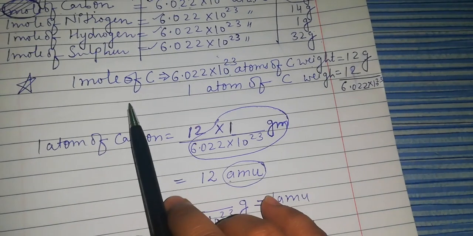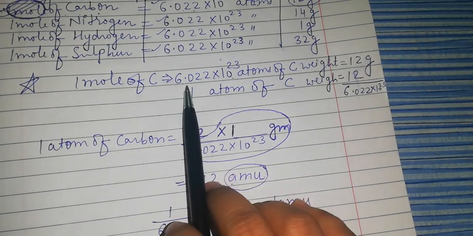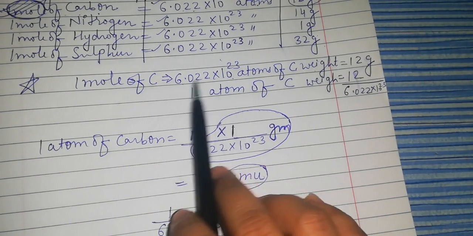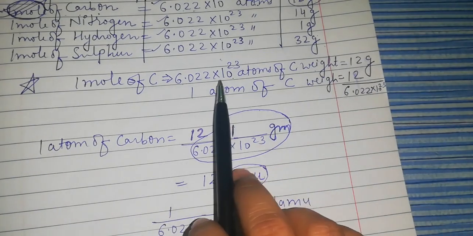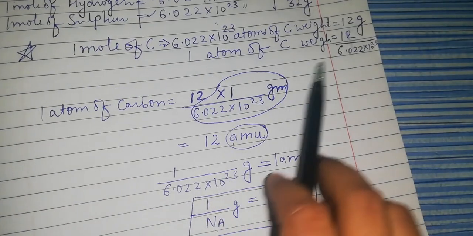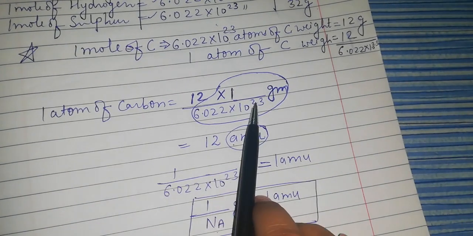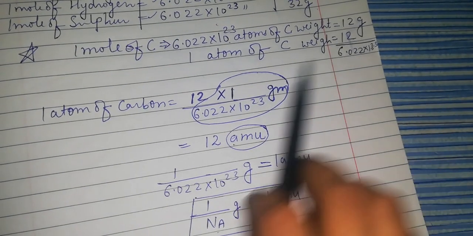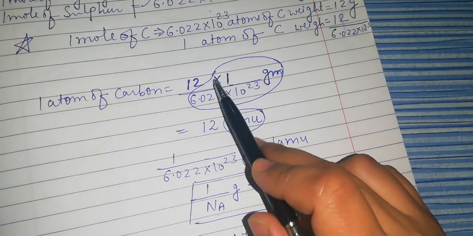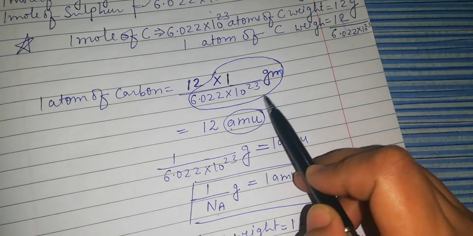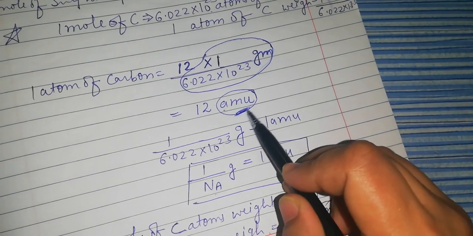Okay, so 1 mole of carbon means this much amount, means this number of atoms of carbon weigh 12 grams. So 1 atom will weigh 12 by Avogadro's number. So if I just multiply by 1 here, here was no space, that's why I have written again that if I multiply the same with 1, it doesn't make any difference. So for the sake of simplicity, what we have done, we have taken 1/Avogadro's number and simply written it as AMU.